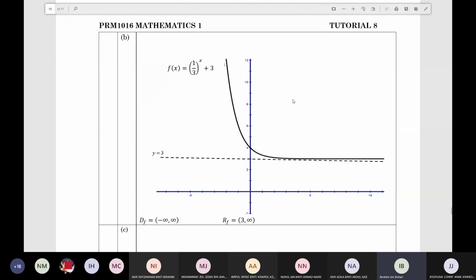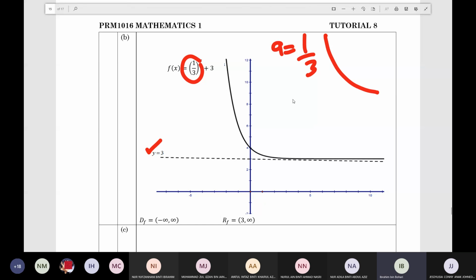Okay, question B. 1/2 to the x plus 3. Horizontal asymptote here equals to the 3. Ini pun sama. Base here equals to the 1/3. Ini check. 1/3. So you punya shape dia akan jadi macam ni.